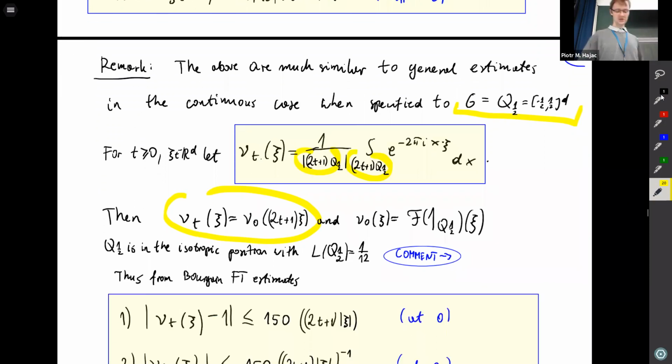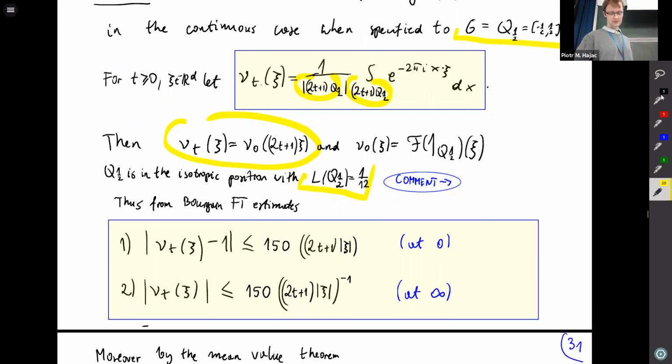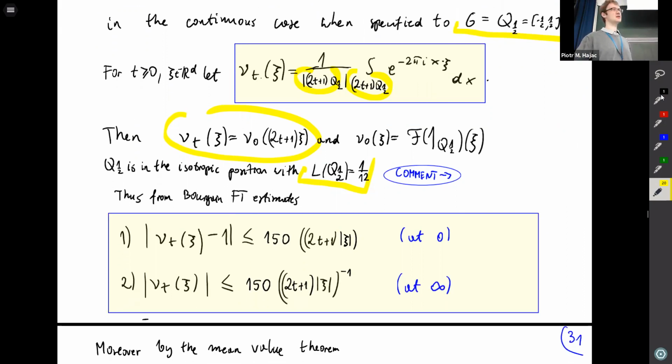As I mentioned, it's nice that L of Q_{1/2} is 1 over 12, because this means that for this continuous object we can use Bourgain's estimate forgetting about L. There was an L, but it is 1 over 12, so it can be eaten in the constants, and we don't need to care about it anymore. So this is the translation of Bourgain's continuous estimates for the object called mu_t. Minus 1 is 1 over 50, I forgot about the L.